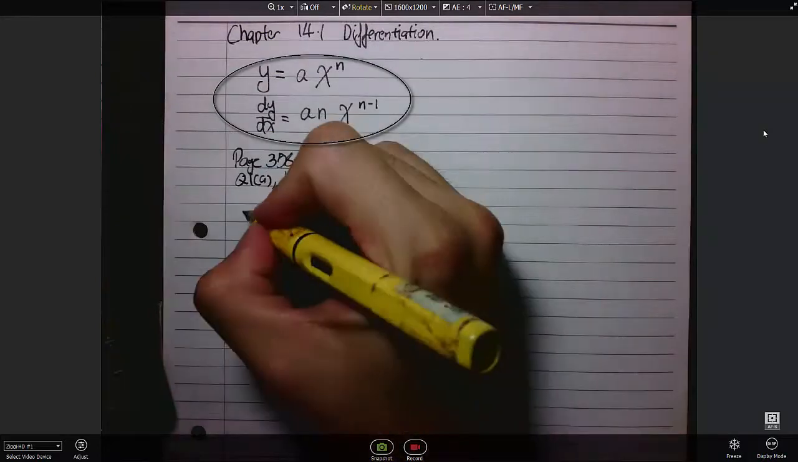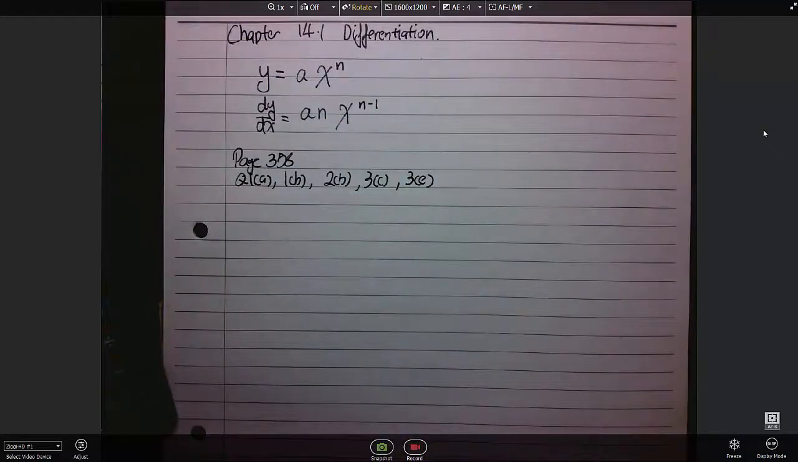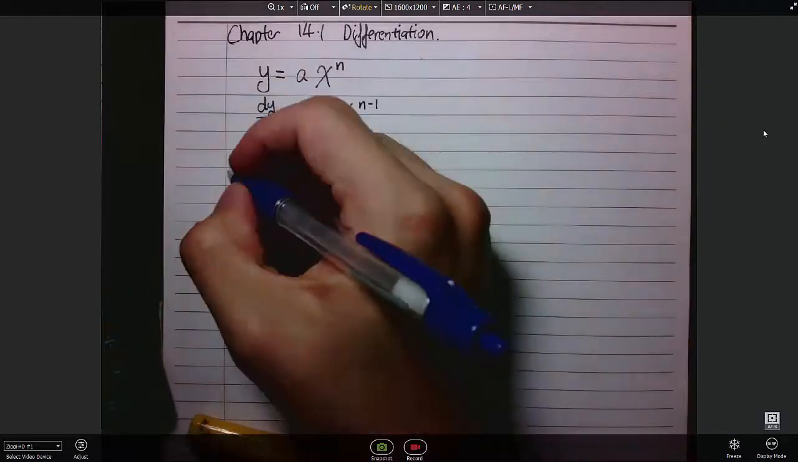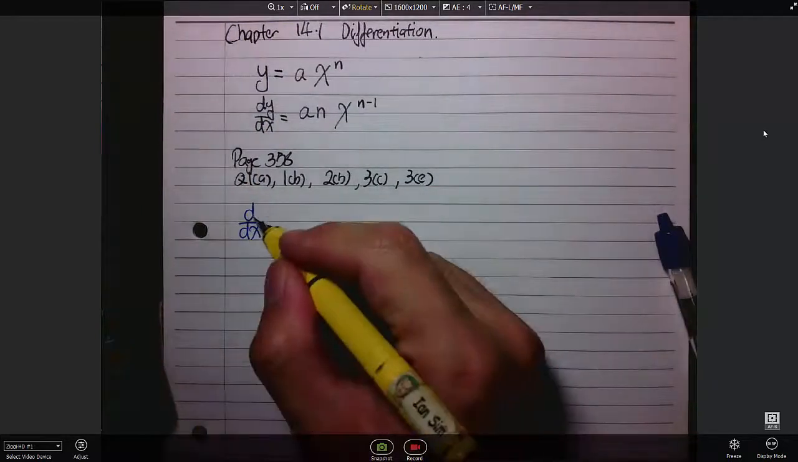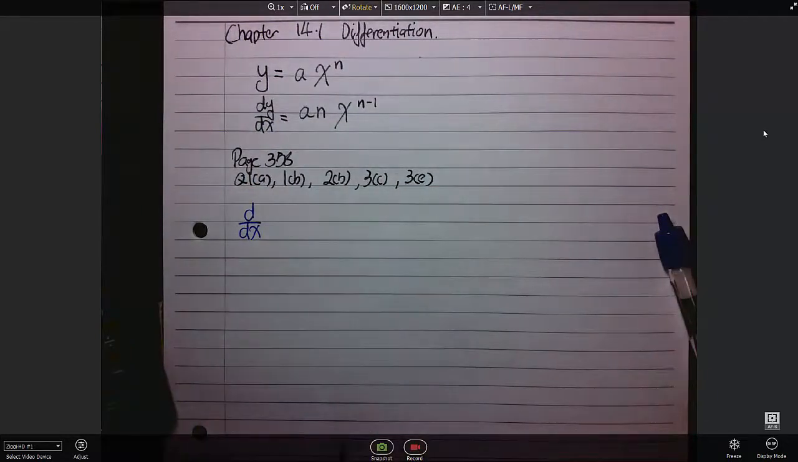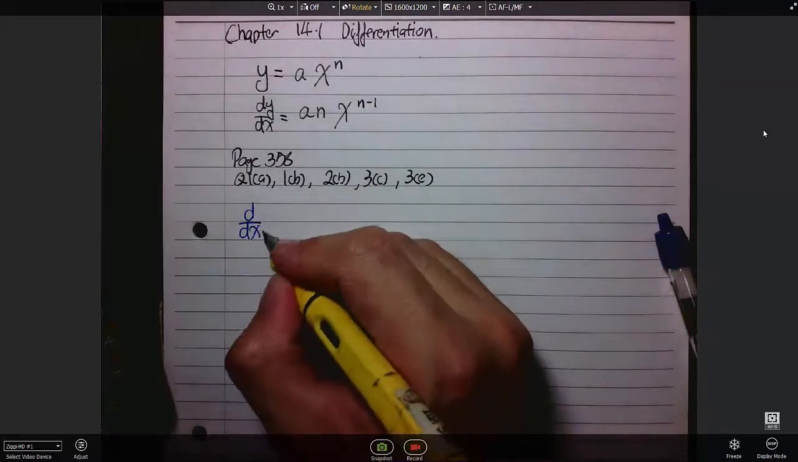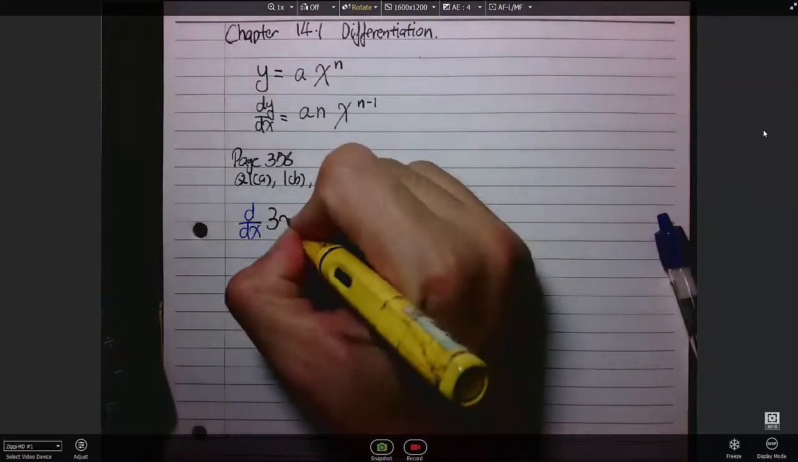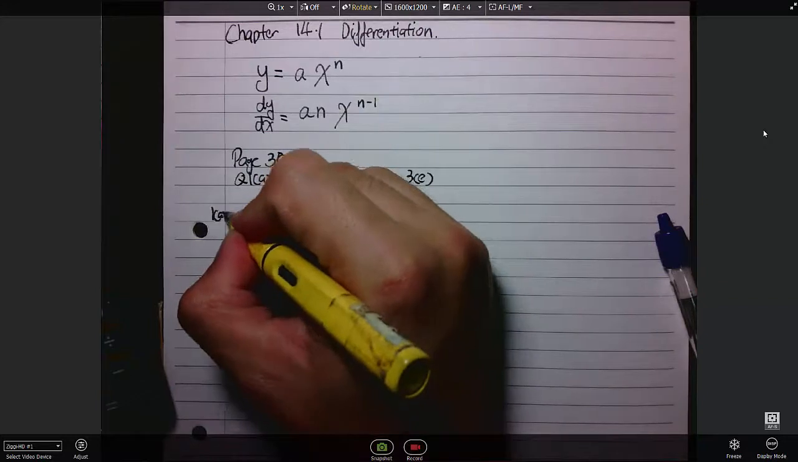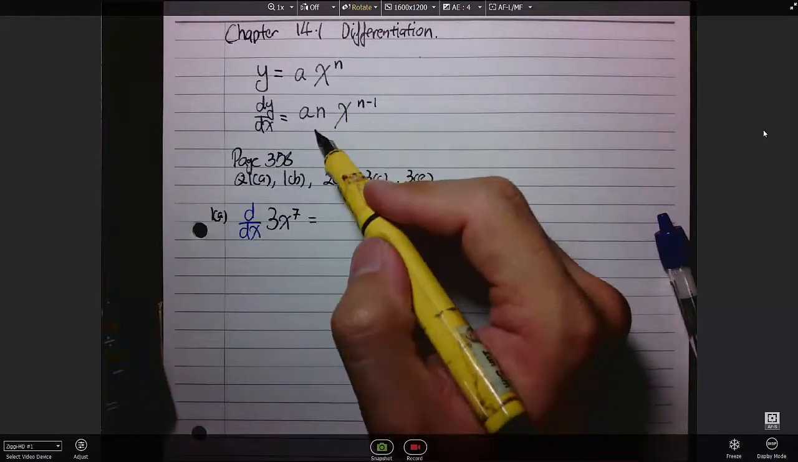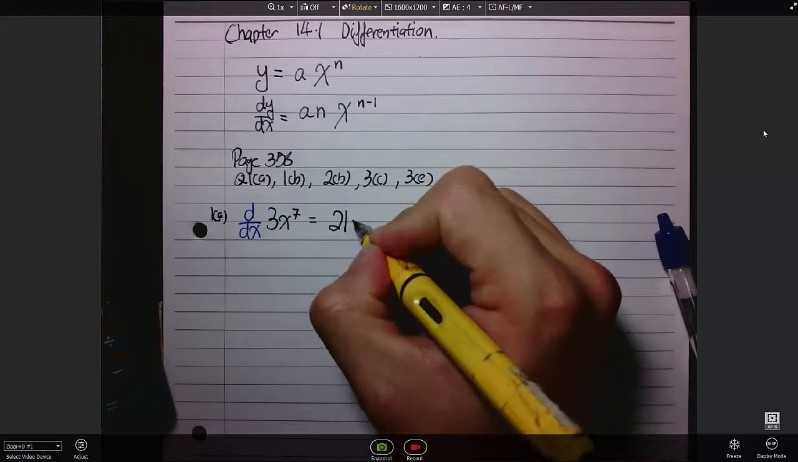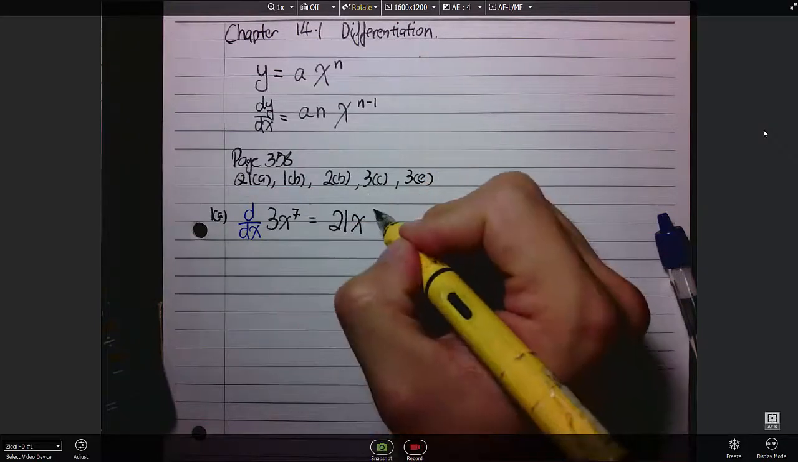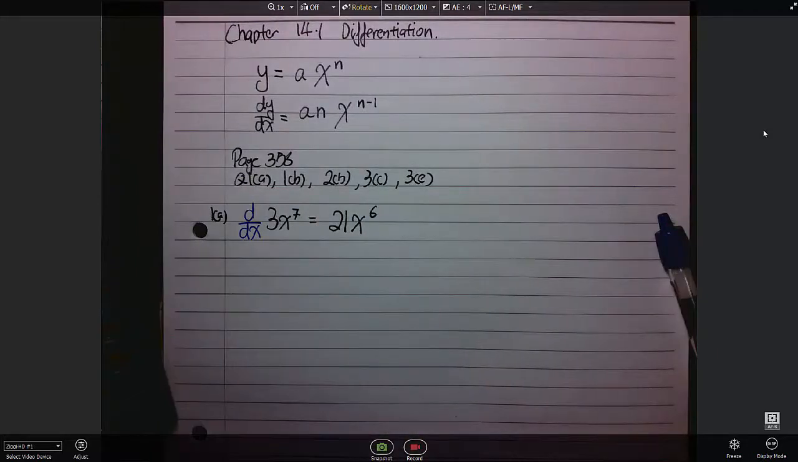Now let's start with 1a. 1a tells us to differentiate 3x to the power of 7. To show that we're differentiating, we write d by dx. This means that I'm differentiating with respect to x. Differentiating 3x to the power of 7 with respect to x, this is 1a. First, I take down the power, so it's 7 times 3, so I get 21. x, 7 minus 1 gives me 6. 21x to the power of 6.